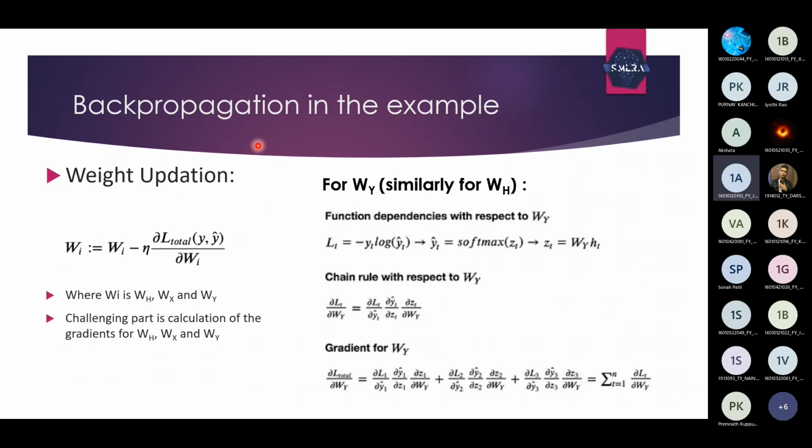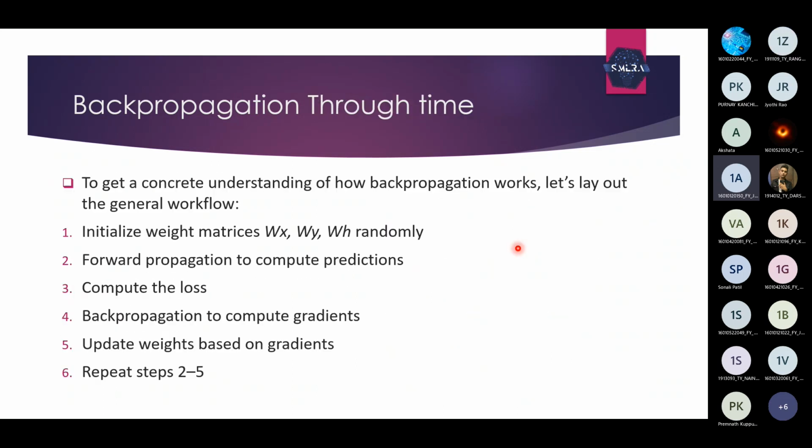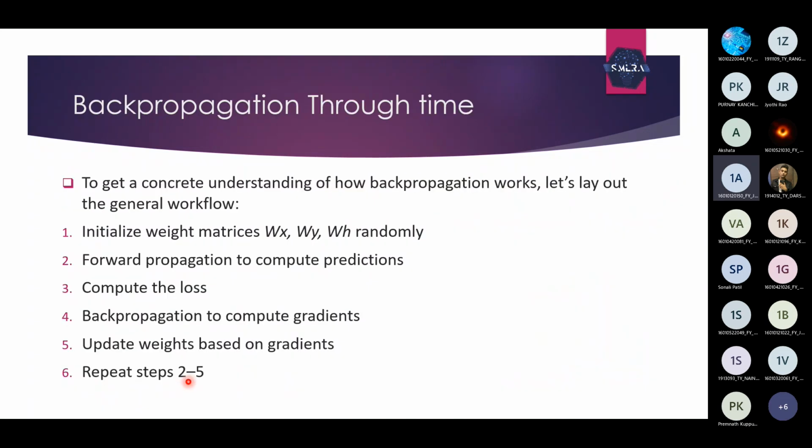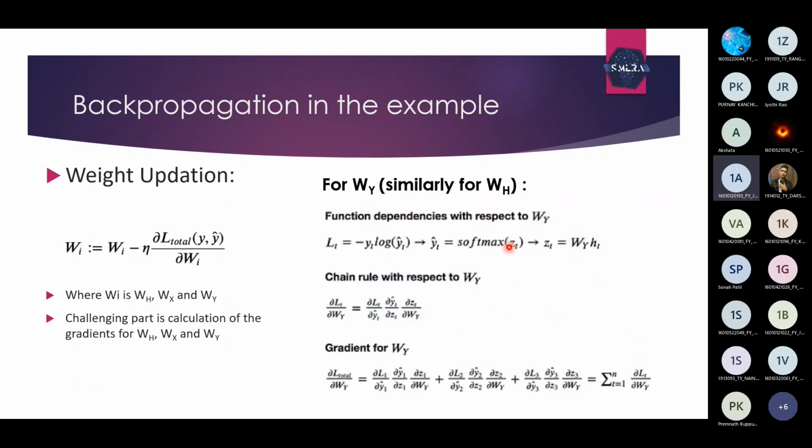So how do we calculate the gradients? I'll keep it as simple as I can. For calculating gradients, we can use the chain rule, and for the chain rule you have to find dependencies. This LT, the total loss, is given by this formula. In this formula there is y hat, and y hat of T is given by softmax of ZT, and ZT is WY into HT. The varying component over here is the weight matrix WY.